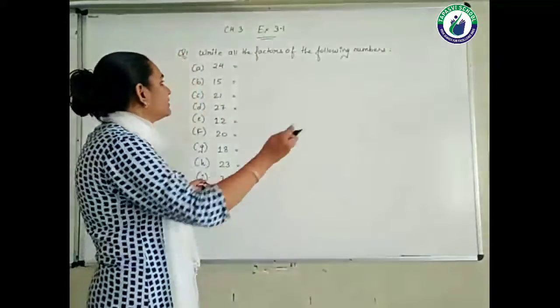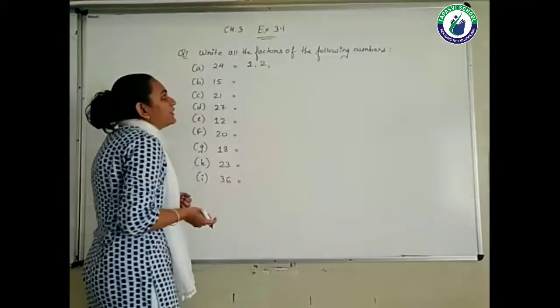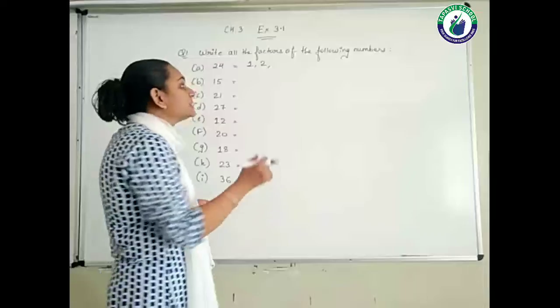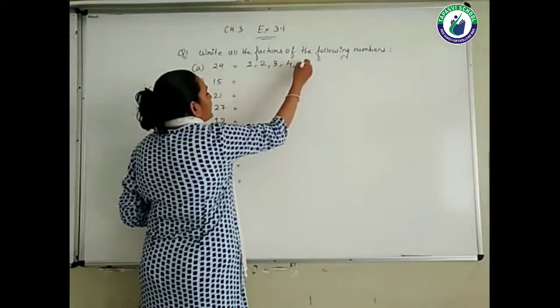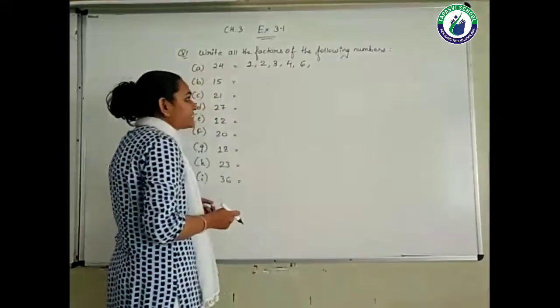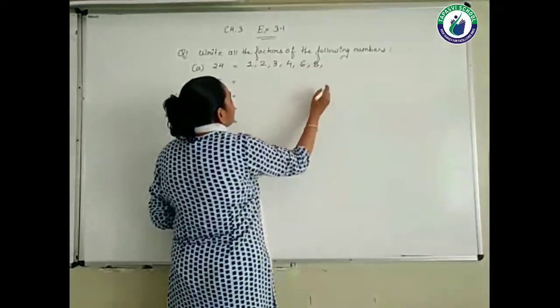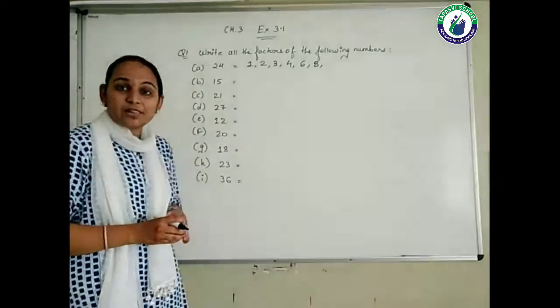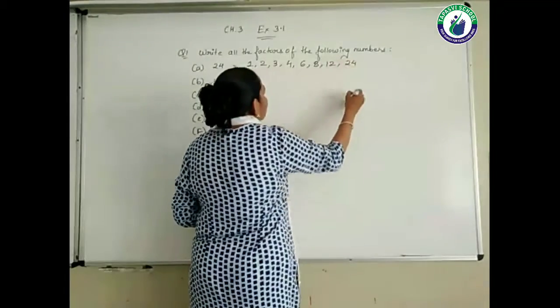24 is divisible by 1, 24 is divisible by 2, 24 is divisible by 3. Okay, 24 is also divisible by 4, 24 is also divisible by 6. 24 is also divisible by 8, 24 is divisible by 12, and 24 is divisible by itself also.